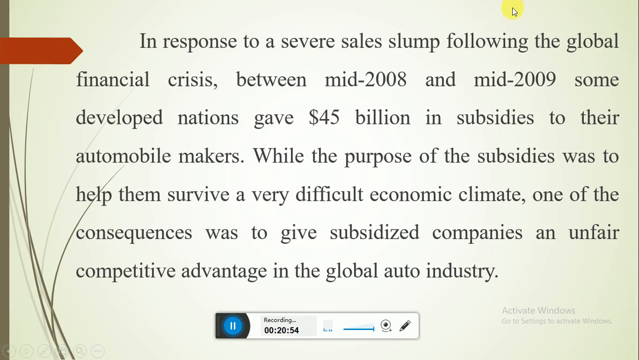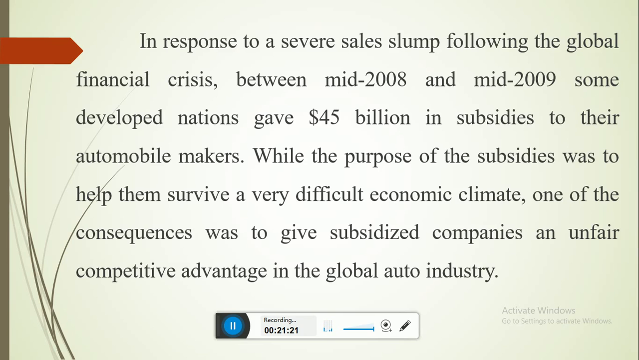So now, in response to a sales slump following the global financial crisis between mid 2008 and mid 2009, some developed nations gave 45 billion in subsidies to their automobile makers. So as we have discussed, in 2008 and 2009, when the financial crisis hit Europe, the governments of those countries helped their automobile industries that were producing cars.